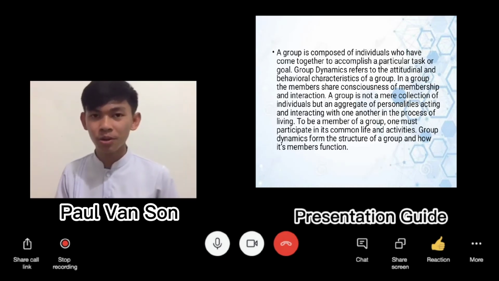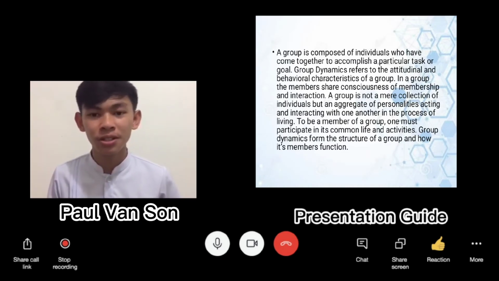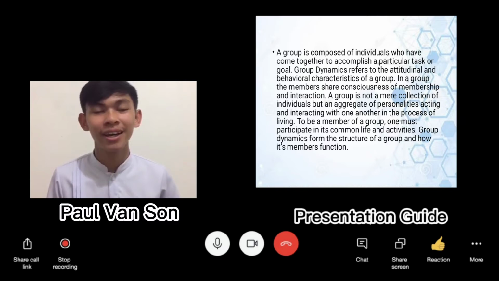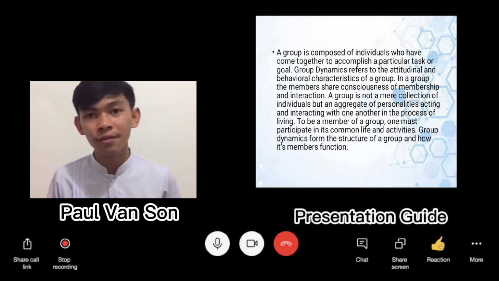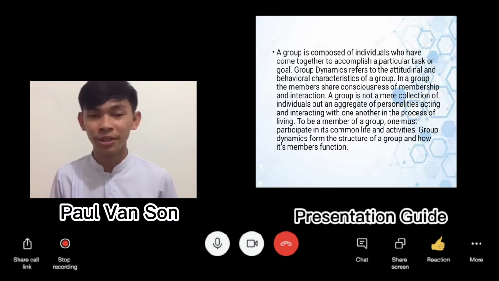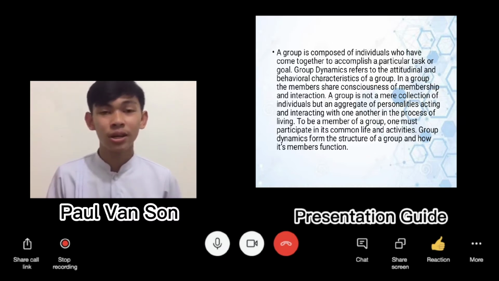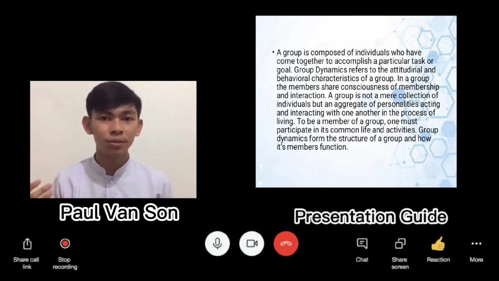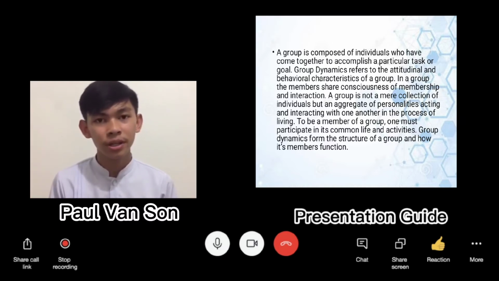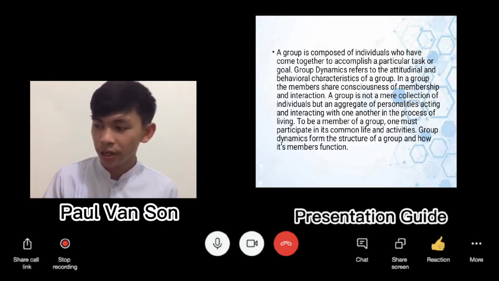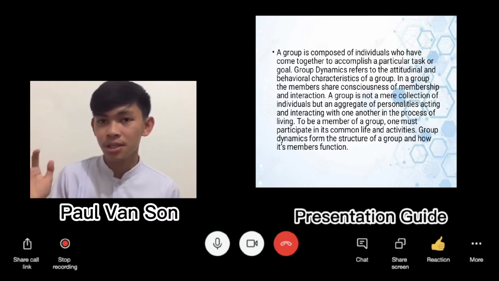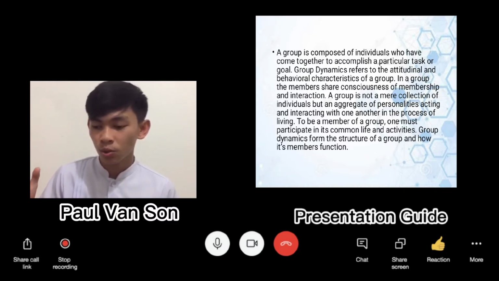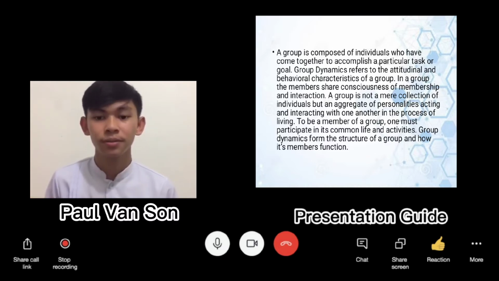A group is composed of two or more individuals who share the same idea and who have come together to accomplish a particular task or goal. A good example here is a group of dancers. Each member is a dancer. They share music and steps to come up with a choreography.